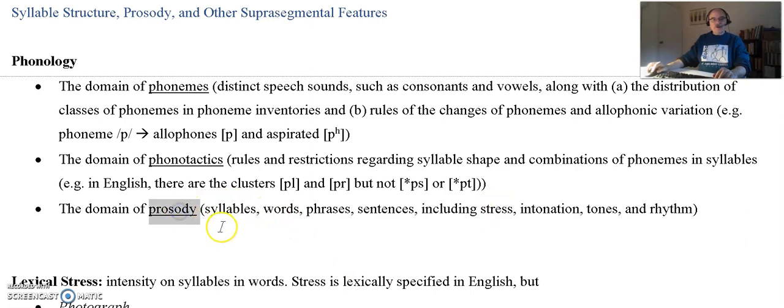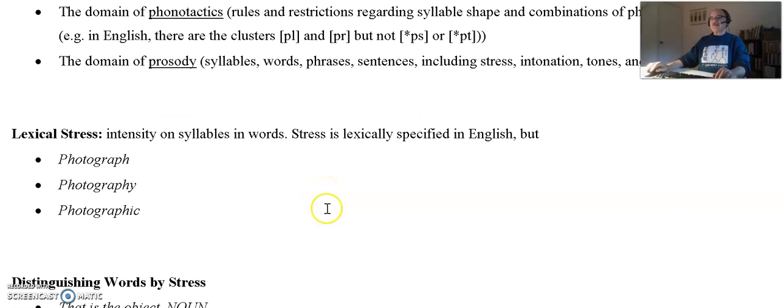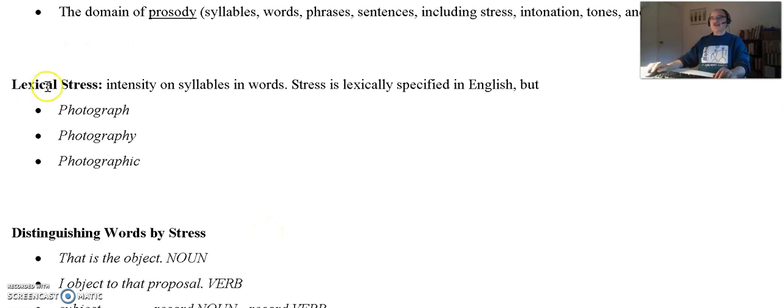So finally, there's this term prosody, and it has to do with syllables, words, and includes phrases, sentences, concepts such as stress, intonation, tones, and rhythm. So it's on top of all of the other things we've covered so far. So let's take a look at some of these categories, and let's talk about stress first. And one way to introduce it is by looking at what's called lexical stress, and lexical means related to words. So intensity on syllables in words. Stress is lexically specified in English.